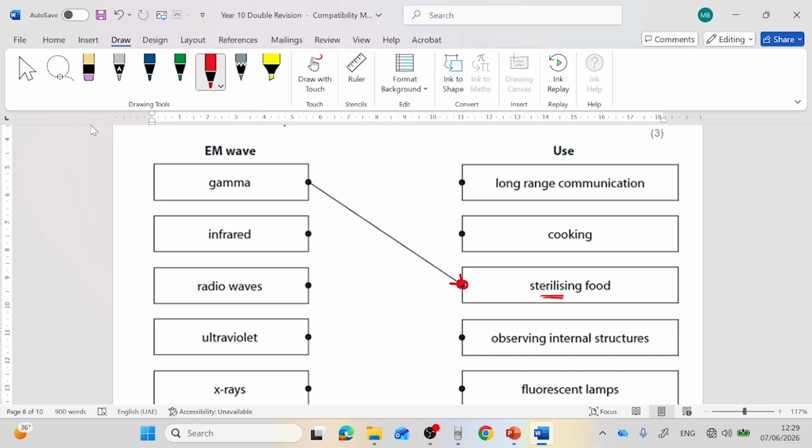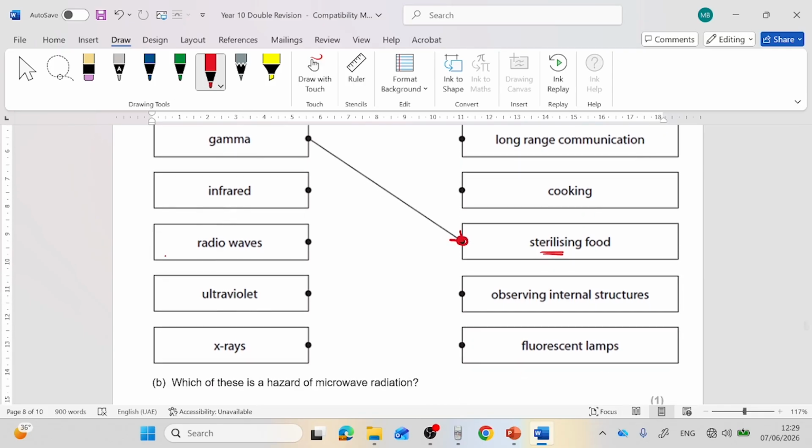But as you can see, infrared has a thermal effect, so it is used in cooking. In fact, infrared and microwaves are used in cooking. But radio waves are used for long-range communications. They are used for mobile signals, and for TV and radio broadcasting. Okay. Ultraviolet is used also for sterilization, and it is used for fluorescent lamps.